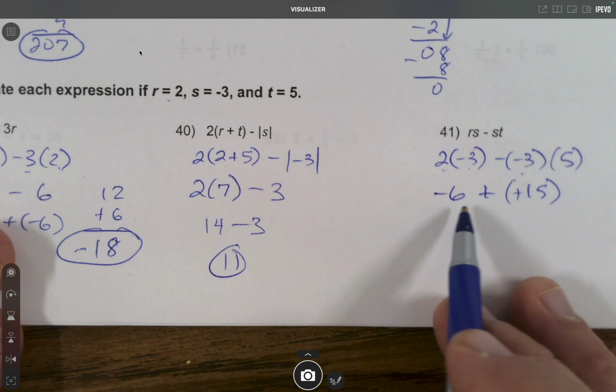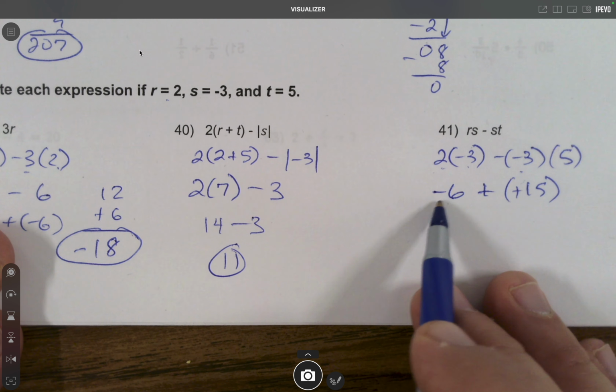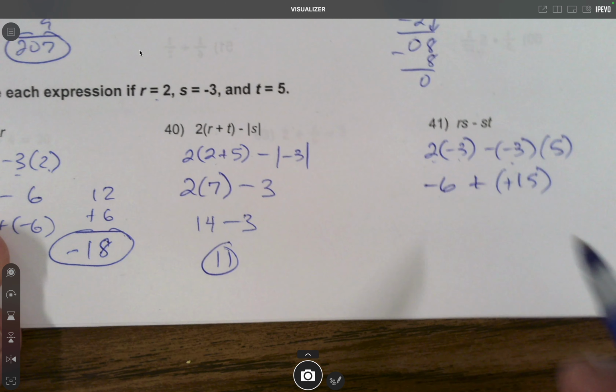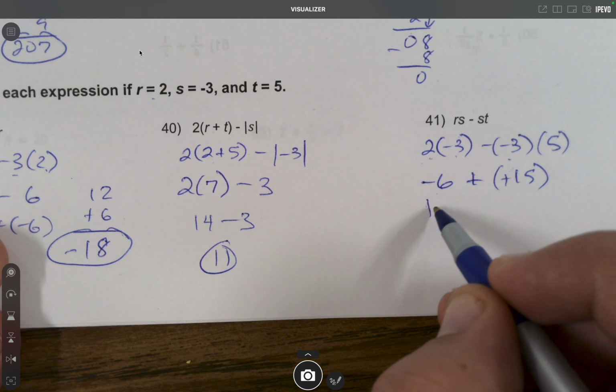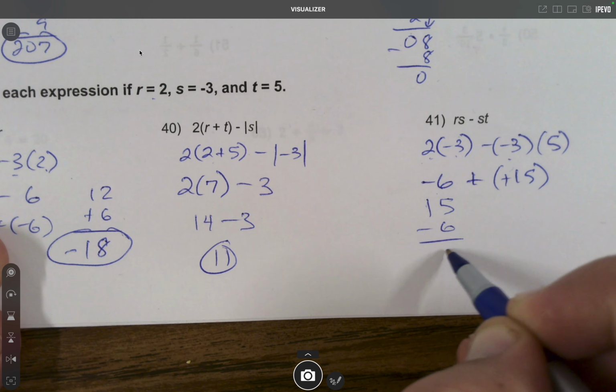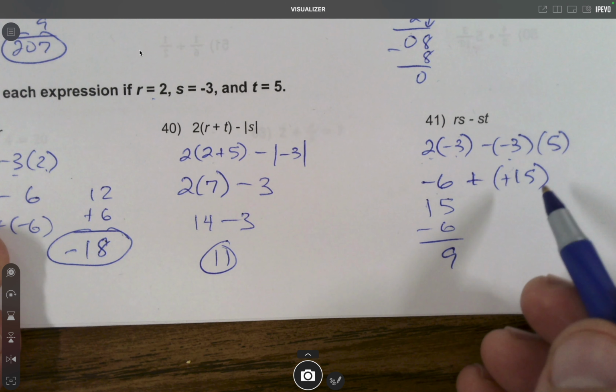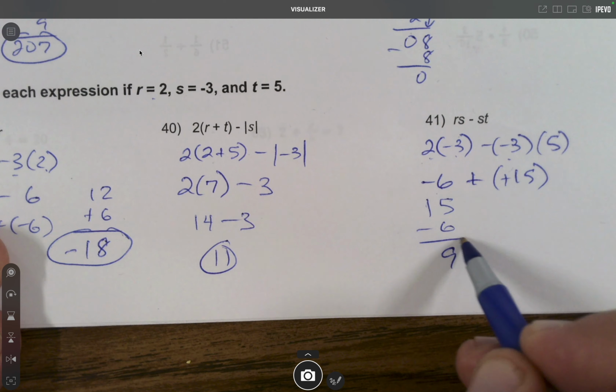So we're adding two different signs together. We have a negative 6 and a positive 15. When we're adding different signs, we subtract them from each other. We keep the sign of the bigger one, which is the 15 in this case, so it becomes a positive 9.